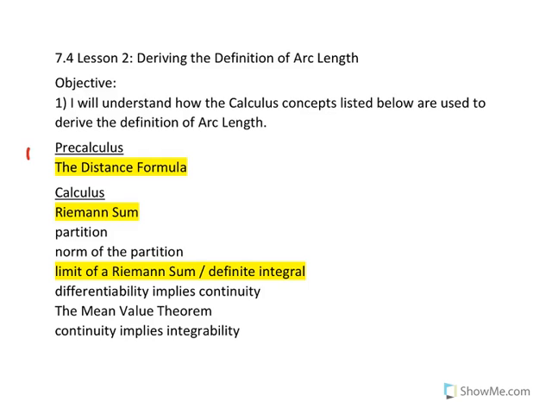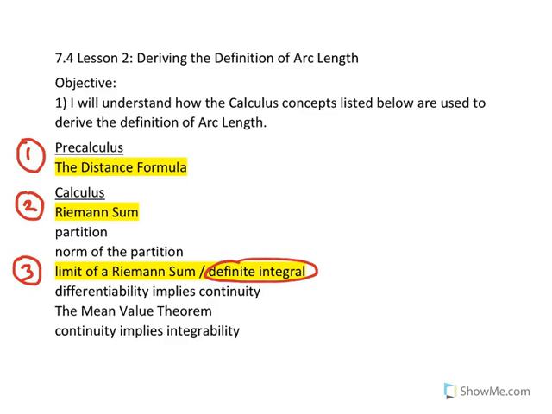We actually start with the precalculus step, which will give us an approximation for the arc length. And then we start using calculus. We begin by forming a Riemann sum, which would be the sum of lengths of several line segments. And then we take the limit of that Riemann sum, and if that limit exists, we will get a definite integral. So those are the main steps that you will see in the derivation today.